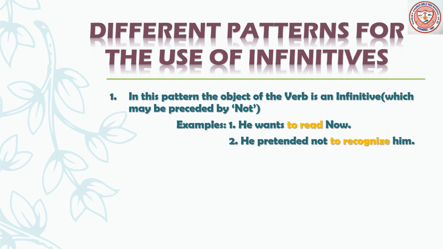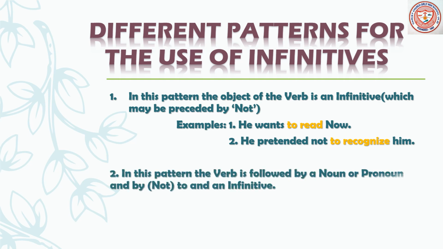So, what have we discussed? We have discussed that in this particular pattern, the object of the verb is an infinitive. And what is the infinitive in the first and second sentence? The infinitives are "to read" in the first sentence and "to recognize" in the second sentence.